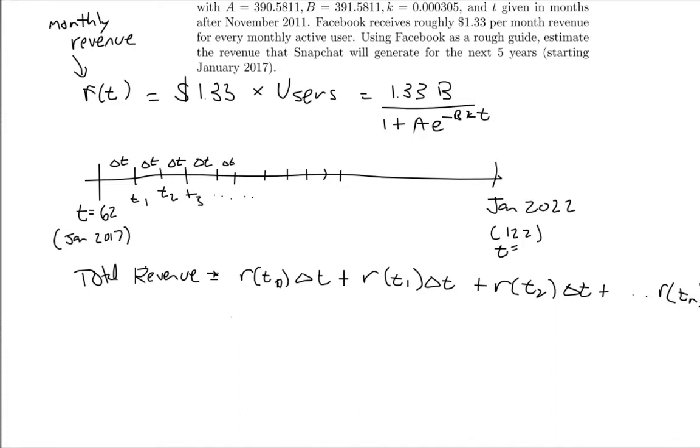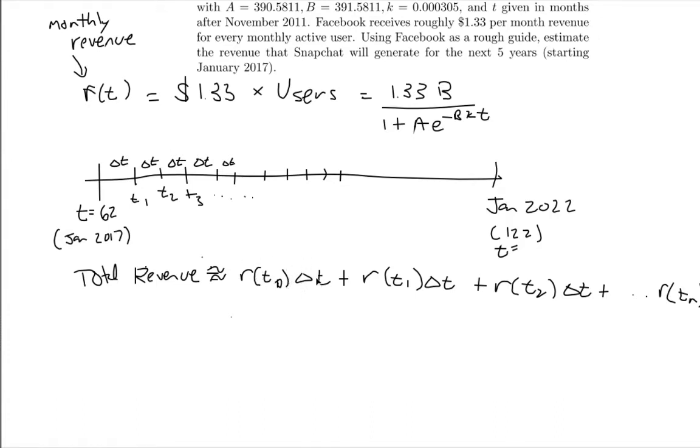So the total revenue is not equal to, but actually approximately equal to, so I should actually have an approximately equal sign, because of course the monthly revenue over any one of these time intervals is not constant. As time changes in between these time intervals, the revenue is also changing. So the total revenue in each of these time intervals is not quite this.